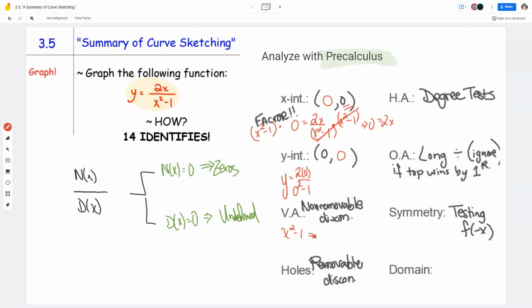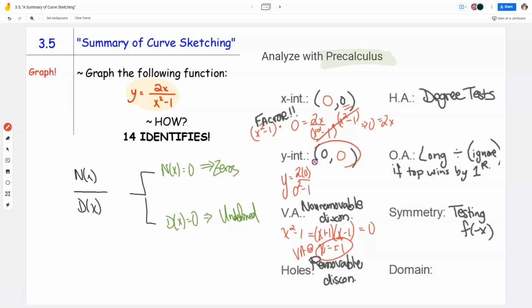Now factor. Why? How many different vertical asymptotes do I have? 2, because I have one for a positive one. Actually, that'd be a negative one. And one for a negative one and one for a positive one. I have both as zeros of the denominator. So what are my vertical asymptotes? I have VAs at x equals plus or minus 1.